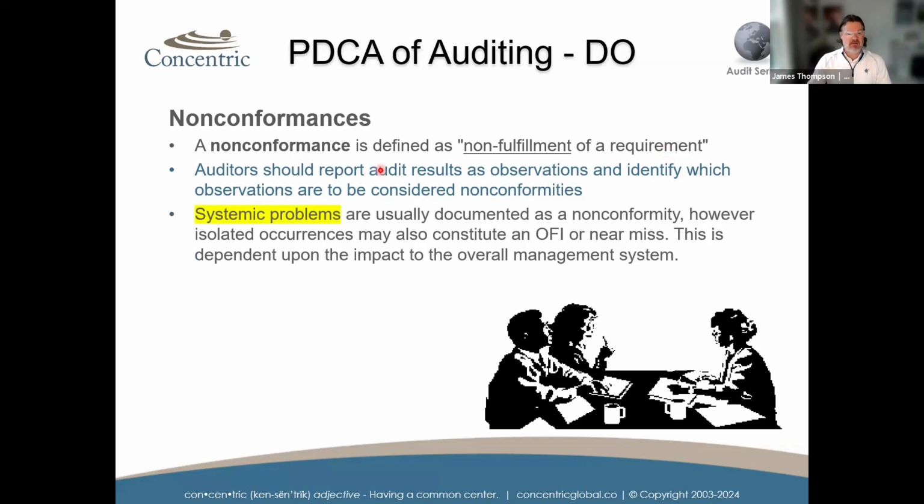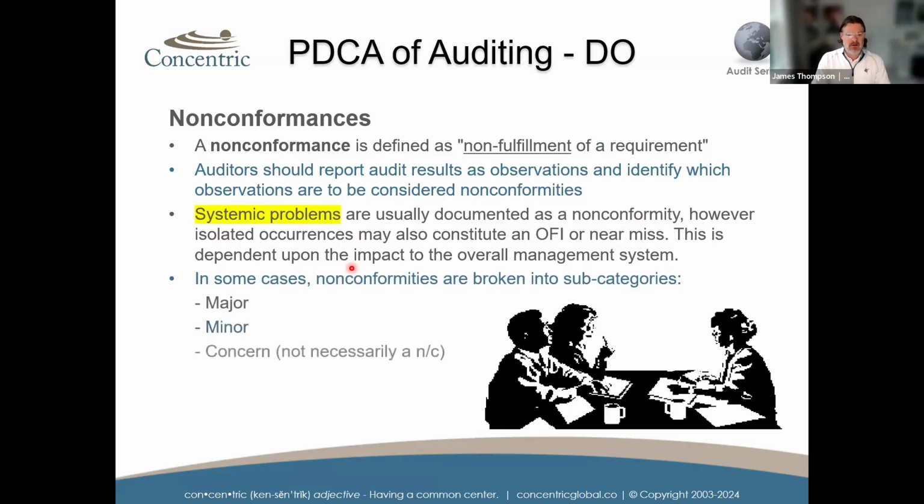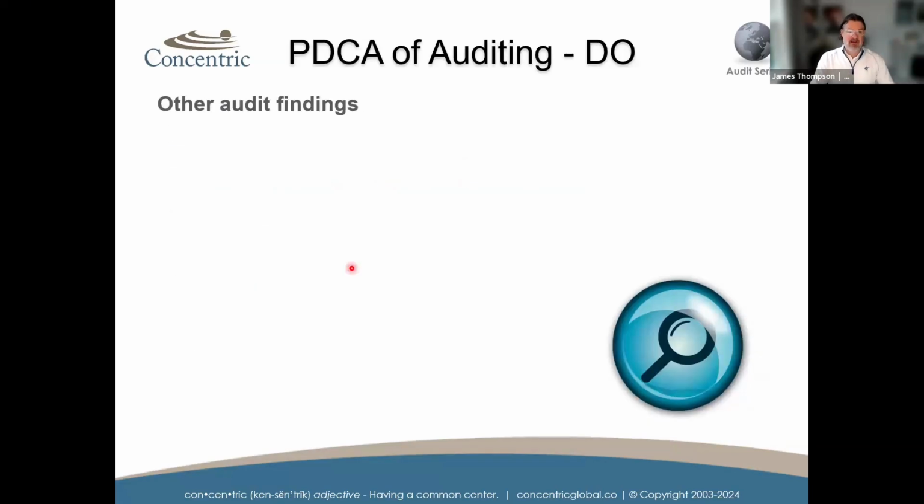Systematic problems. So systematic problems are typically where you have major nonconformities. They're usually documented as a nonconformance. However, isolated occurrences may constitute an opportunity for improvement or a near miss, or sometimes even a minor nonconformity. This is dependent on the impact to the overall company or system. In some cases, nonconformities can be broken down as major or minor. You could even have concerns. They're not necessarily a nonconformity. But that's the grading piece.